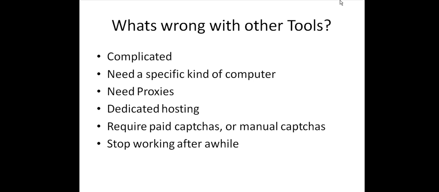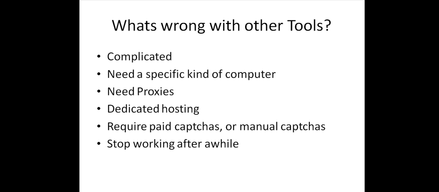Okay, so first, the problem. What's wrong with other SEO tools and how is Article Killer any different? Well, most SEO tools are complicated. There's lots of menus, there's stuff to set up. It can take 20 or 30 minutes just to send a bunch of links to your website.